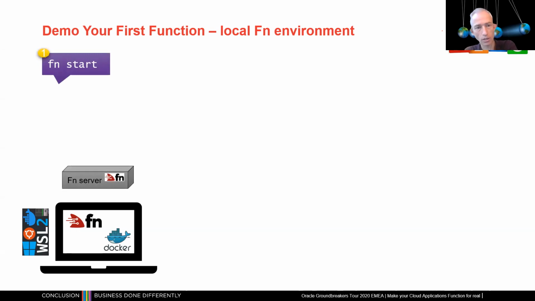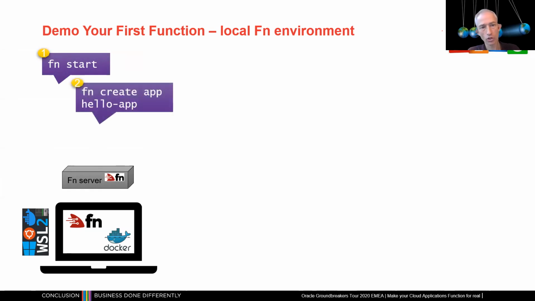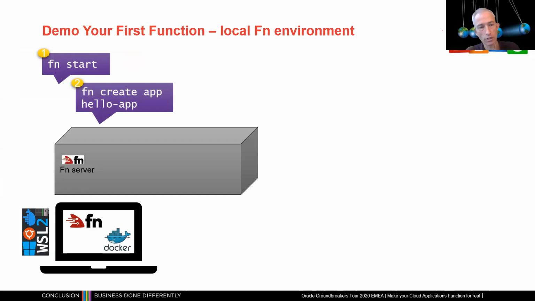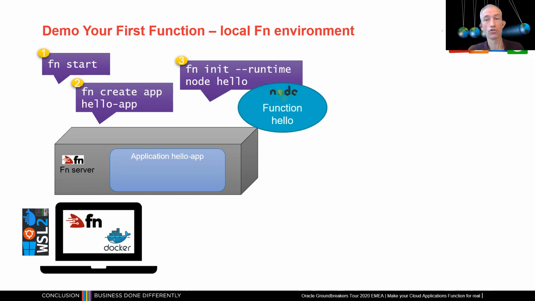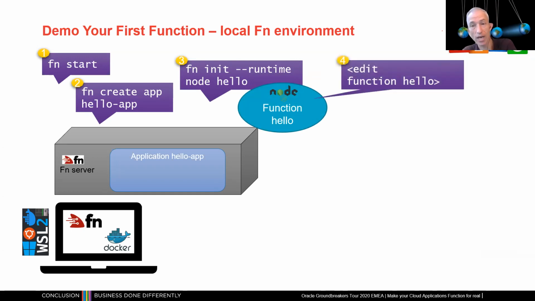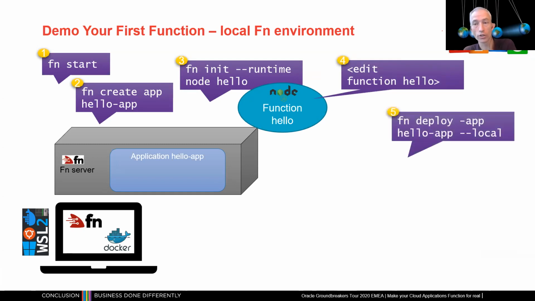So the steps I'm going to go through is, first of all, to start the Fn server, to have the Fn function as a service framework running locally. Then I'm going to create an application with Fn. The Fn server will then know about this application. I will then create a new function. I will instruct Fn to create a function with the runtime Node. Of course, I could have picked Go or Java or one of the other ones. I'm then going to edit the function. I'm going to deploy the function to the app.